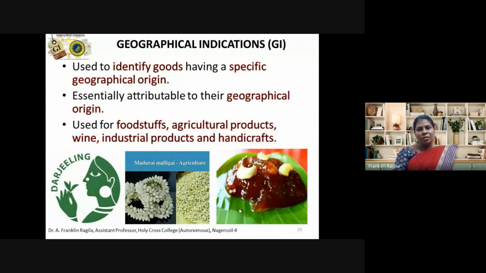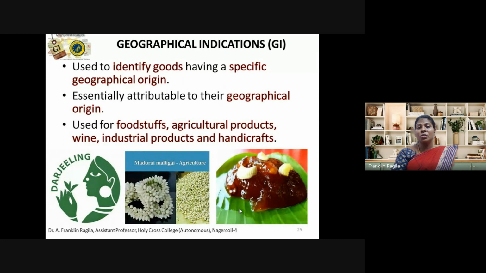And next we are going to learn about geographical indications. These geographical indications are used to identify goods having a specific geographical origin. The product will definitely have a touch of the place from which it has been created. So essentially it is attributable to its geographical origin. These geographical indications may be used for foodstuffs, agricultural products, wine, industrial products, and handicrafts. So here I have given three pictures and I'll tell you more about them.